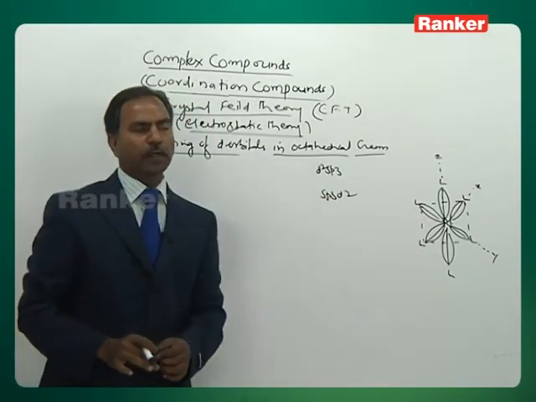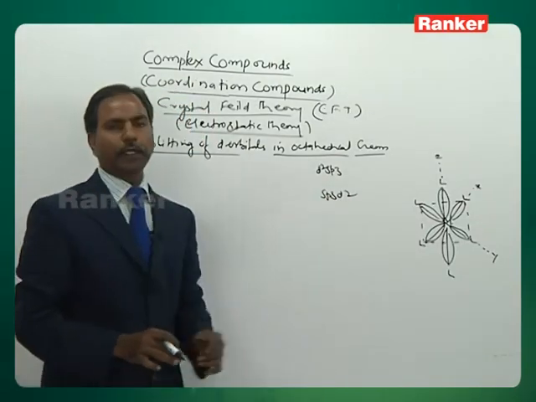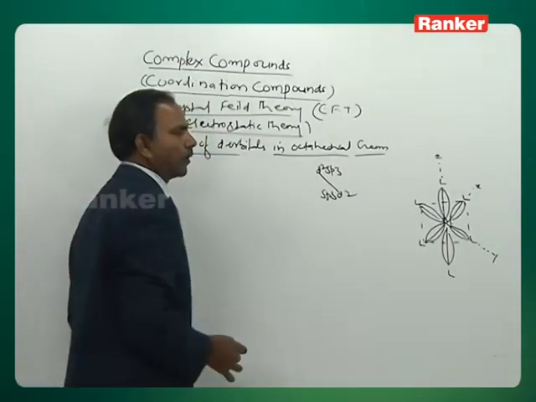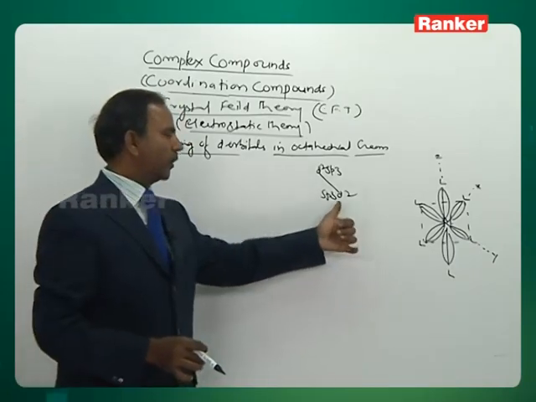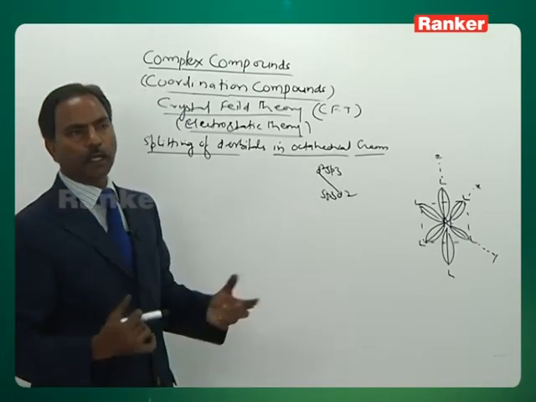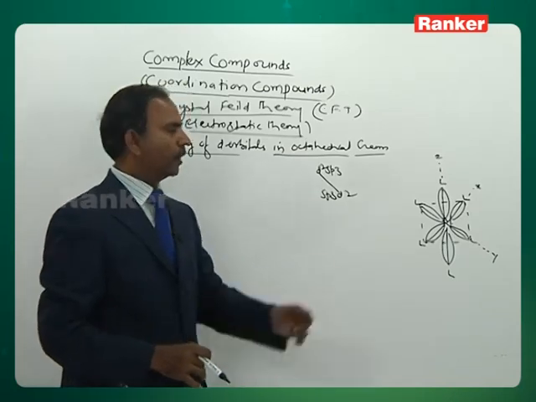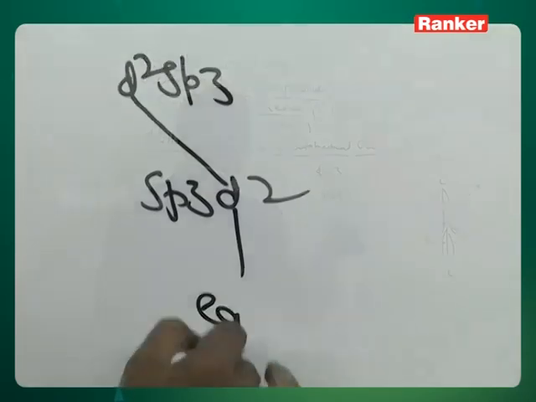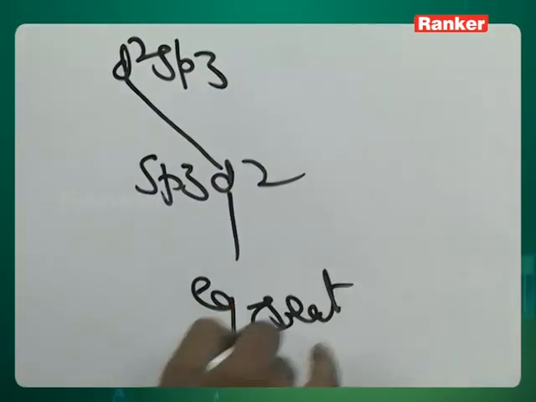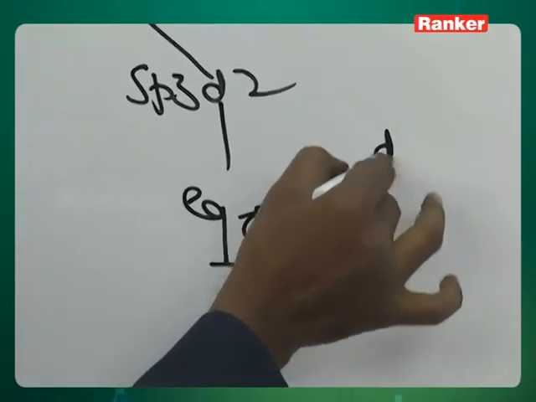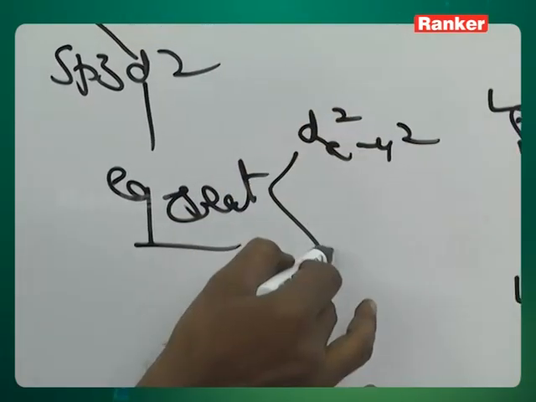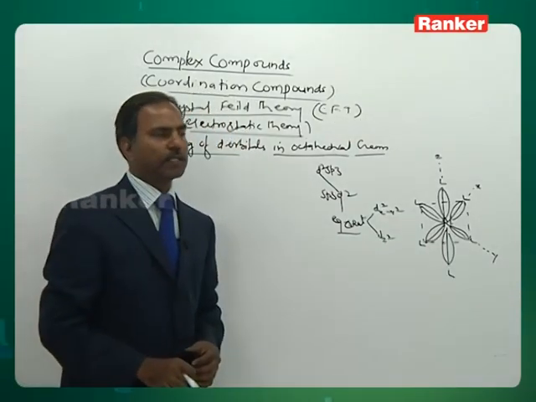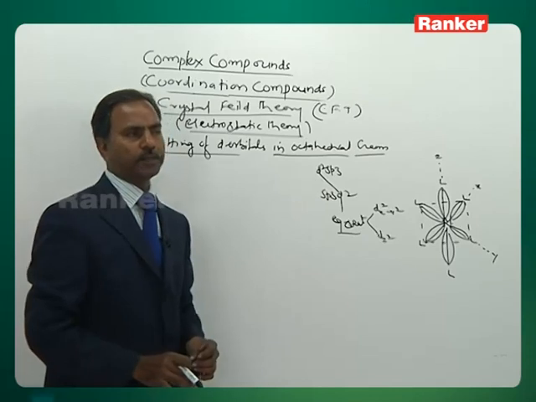In octahedral geometry, the possible hybridization is d2sp3 or sp3d2. Whatever it may be, whether it is an inner orbital complex or an outer orbital complex, two d orbitals are participating in bonding or hybridization. These two d orbitals are the eg set of orbitals. Remember, the eg set of orbitals means dx2-y2 and dz2. These two d orbitals are participating.